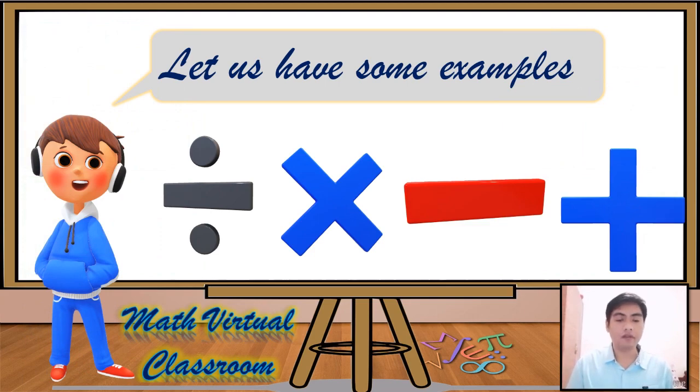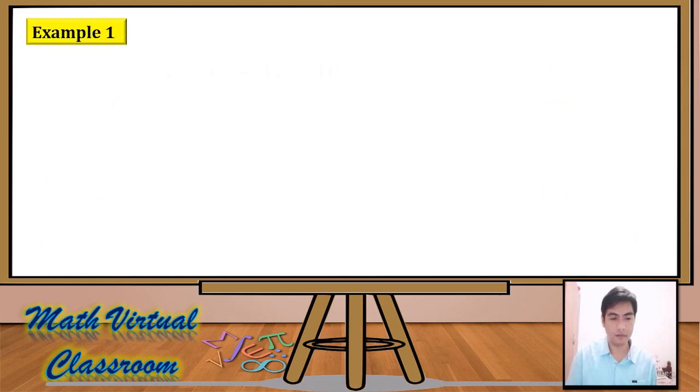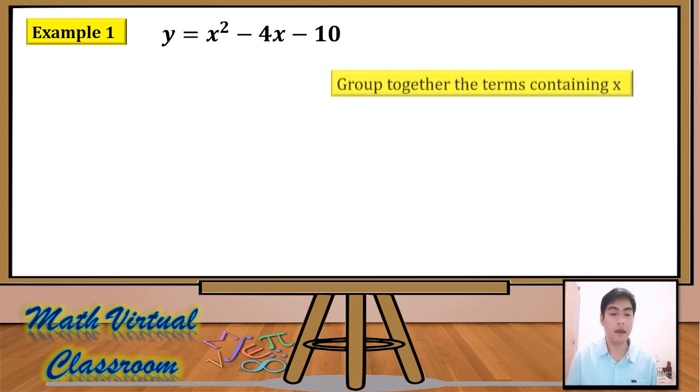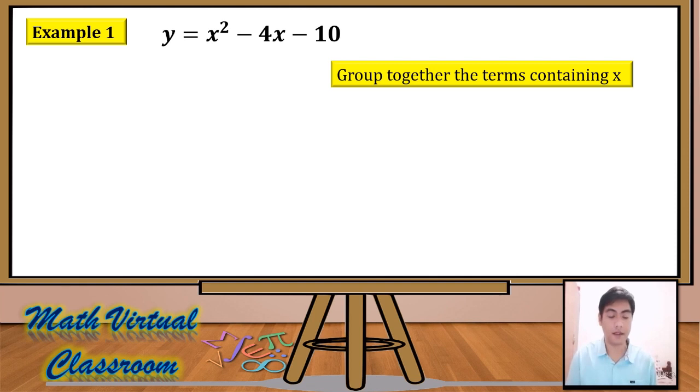Let us have some examples. Given y equals x squared minus 4x minus 10. Remember that the first step is to group together the terms containing x. So that is x squared minus 4x. We are going to enclose that in a parenthesis. So the function now is y equals quantity x squared minus 4x, minus 10.